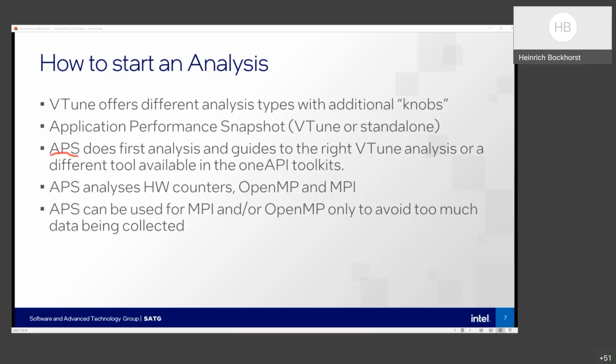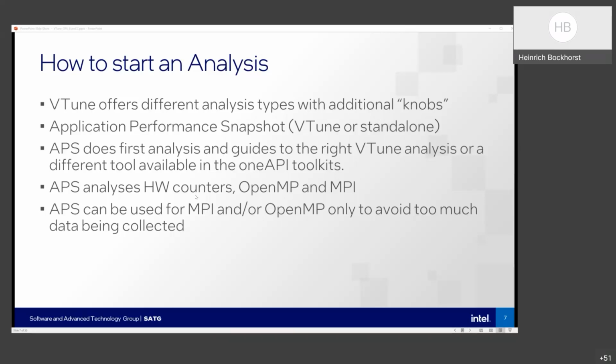And the APS analysis has some options, so you can decide if you want to concentrate more on the hardware counters for memory and other stuff, or if you want to concentrate on OpenMP and MPI, and then you can switch off the hardware counters and just concentrate on MPI or on MPI and OpenMP.